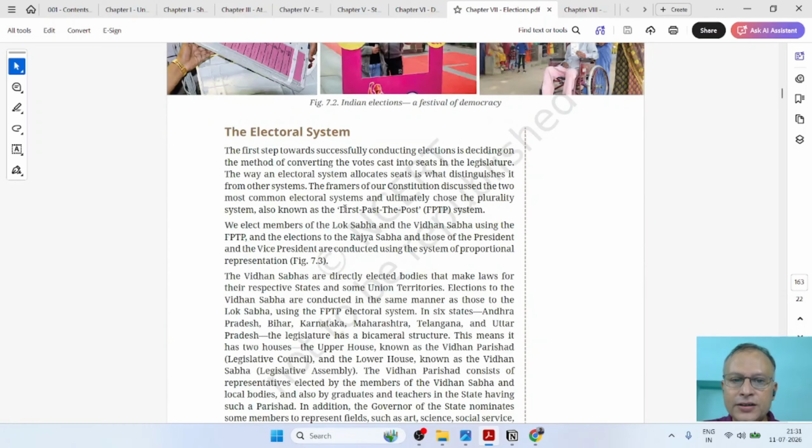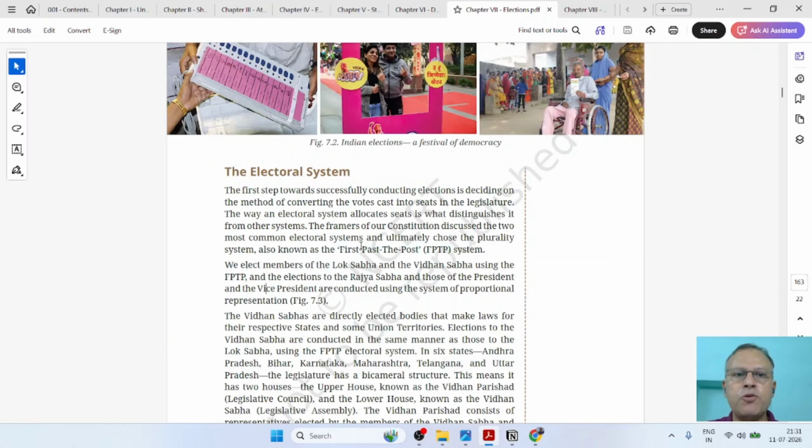Here, the first past the post, and PR. PR is proportional representation. These are the two types of voting. They have been included in this chapter. If you need, let me know in the comments. I will prepare videos on these topics.